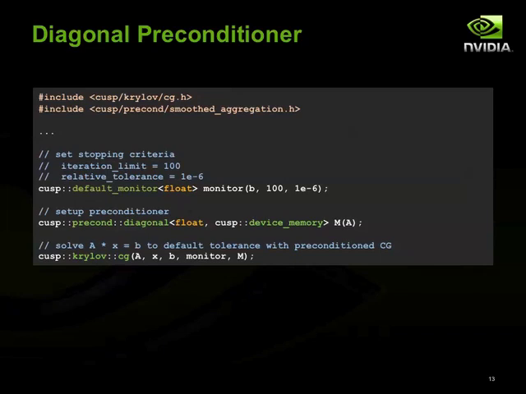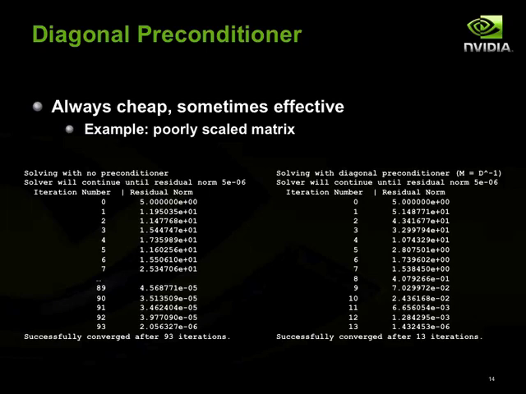I guess I should show you. This is how you can use the diagonal preconditioner in CUSP. It's very easy. You just pass your matrix to this class, and then you can toss it in as the last parameter to the iterative solver. The reason diagonal preconditioning can work is that sometimes the matrix you get in the first place has very bad scaling. One way to slow down an iterative solver is just to take the rows or columns of a matrix and scale them by vastly different numbers. The diagonal preconditioner fixes that a little bit.